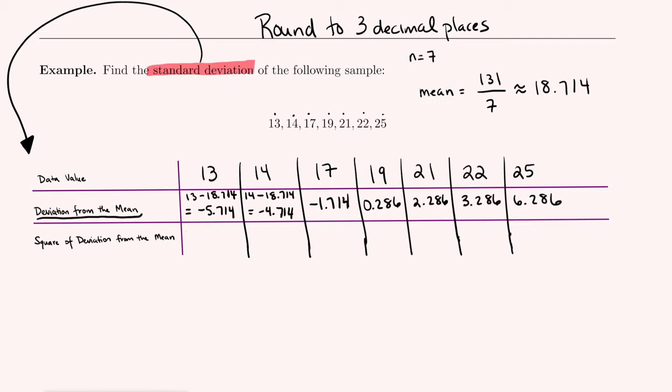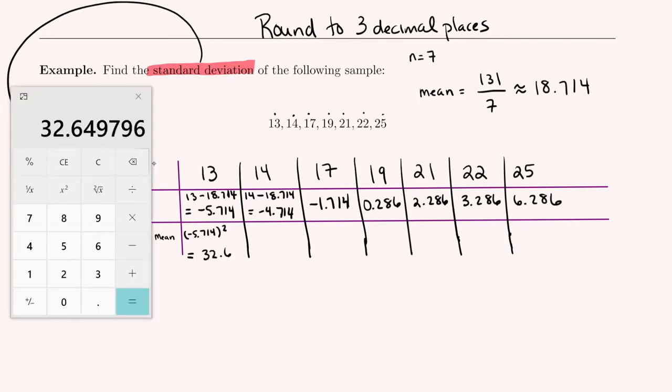So for the first entry, I'll take my negative 5.714, type that into the calculator squared, and we get this value. Now, we were told to round to 3 decimal places, so we look at the 9. Past it is the 7, so we round up. So let's round this to 32.650. And then we'll continue to square each of the entries, so negative 4.714 squared. And we get this number when rounded to 3 decimal places, 22.222.